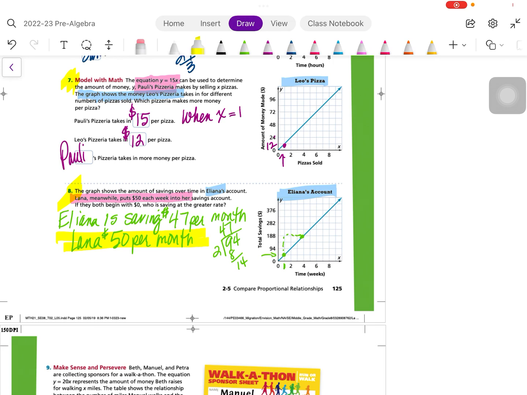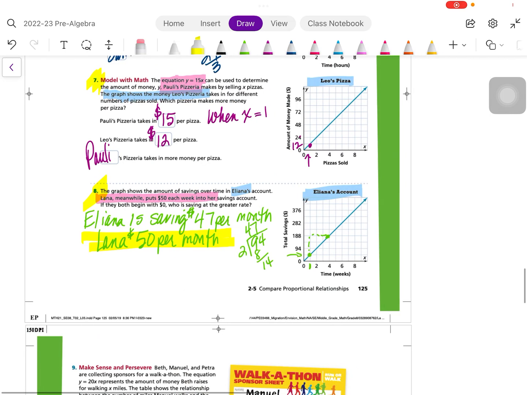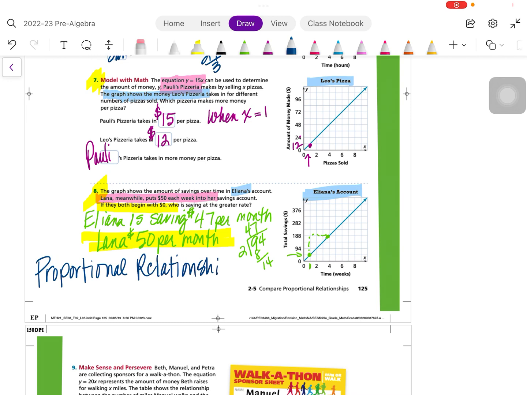Okay, so before I move on, I have something super important that I need to make sure I address with you. And actually, this problem kind of led me into this really well. Do you see how right here it says both of them began with 0? Down here, please write a note. Proportional relationships begin at 0. Always, always, always, always, always.